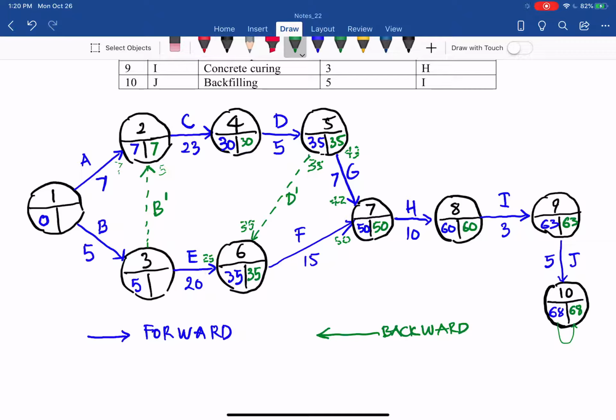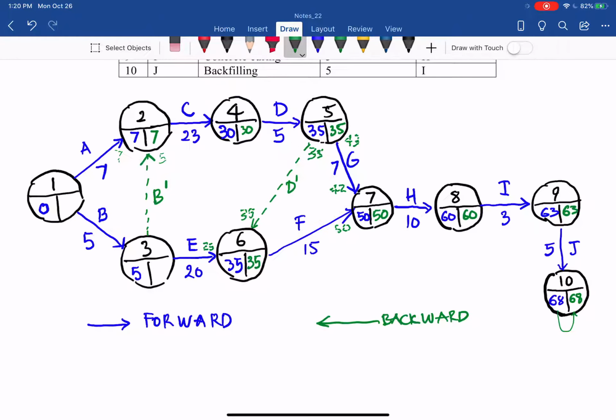The first one is 6 back to 3, so 35 minus 20, so you have that in minimum here, the 35 minus 20, 15. 15, phantom. And then we have 7, 2 to 3. 7 minus 0, B apostrophe. So you have 7. And minimum between 7 and 15, so you will have 7.